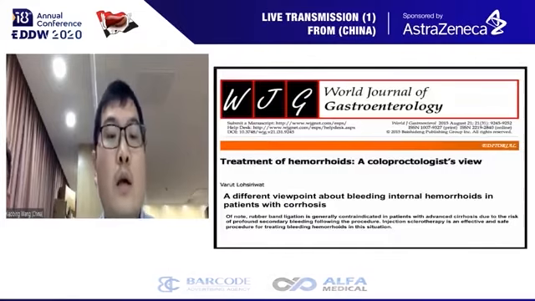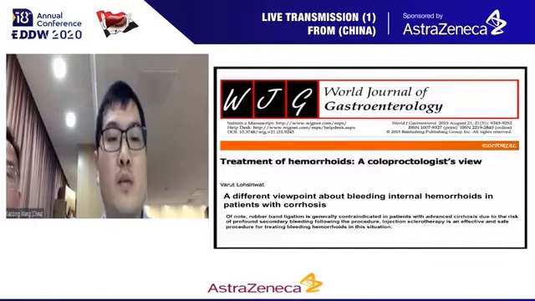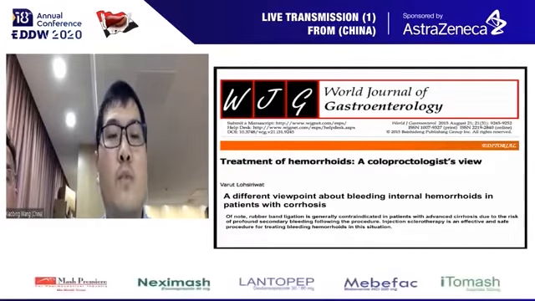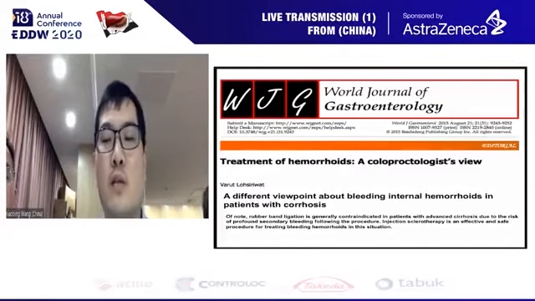However, there was a different viewpoint about bleeding internal hemorrhoids in patients with cirrhosis. Of note, rubber band ligation is generally contraindicated in patients with advanced cirrhosis due to the risk of profound secondary bleeding following the procedure. Injection sclerotherapy is an effective and safe procedure for treating bleeding hemorrhoids in this situation.